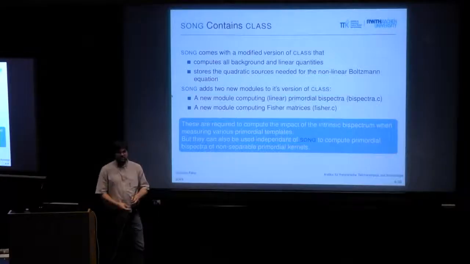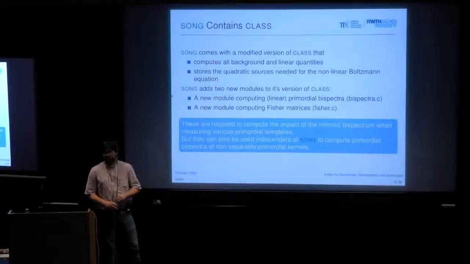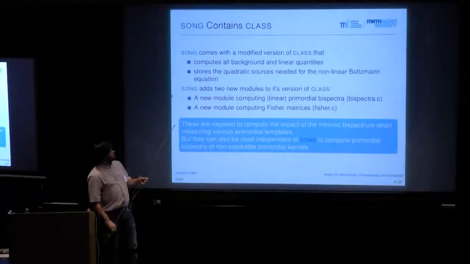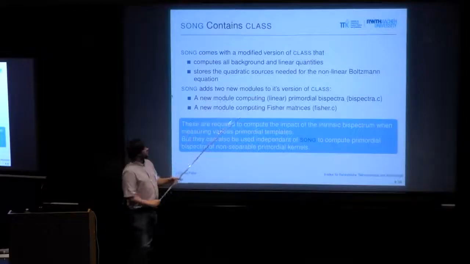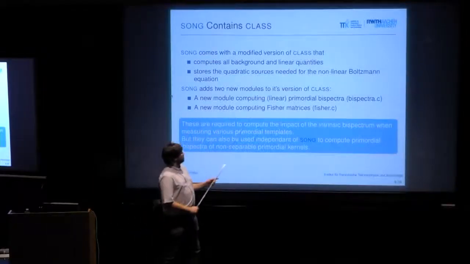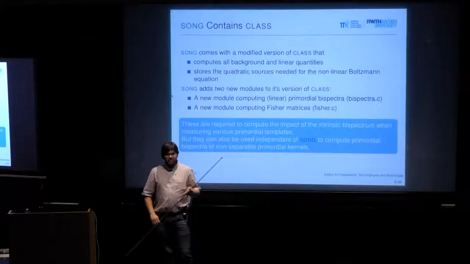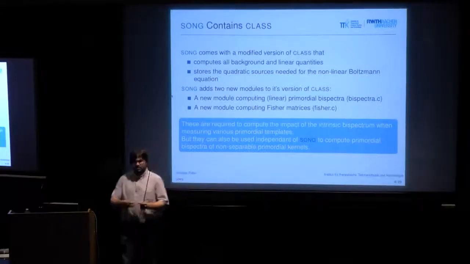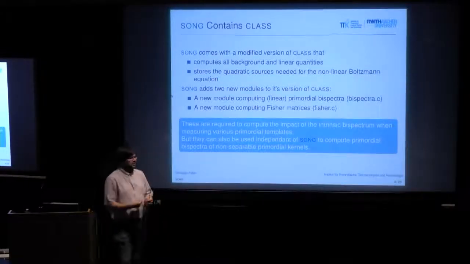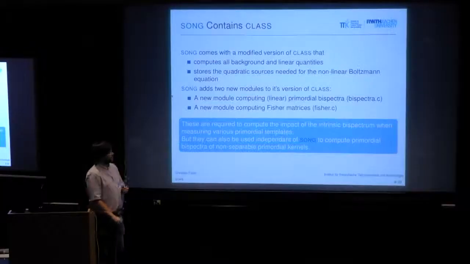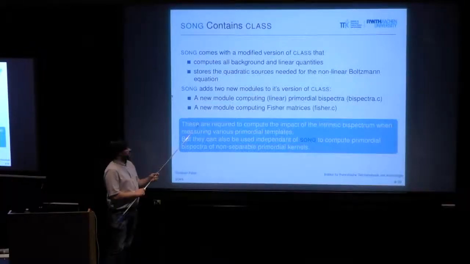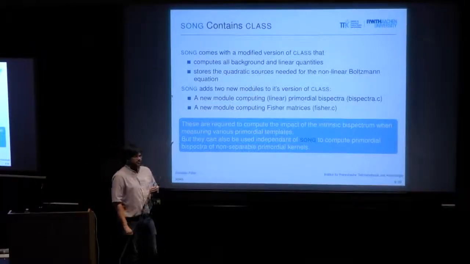And it does it for any type of primordial kernel that you want, separable, non-separable, it doesn't matter, it can do all of them. Then we have another module called fisher.c, and fisher.c does exactly the comparison of the different templates with the intrinsic template to produce the numbers of f_NL contamination, signal-to-noise ratios, and so on.